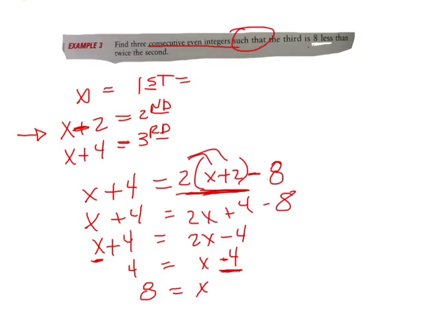So this one I get 8, this one I get 10, this one I get 12. That is 3 consecutive even integers, such that the third, if you look at the third, it's 12. Is it 8 less than twice the second? Well, twice the second, 2 times 10, is 20. 8 less than that is 12.